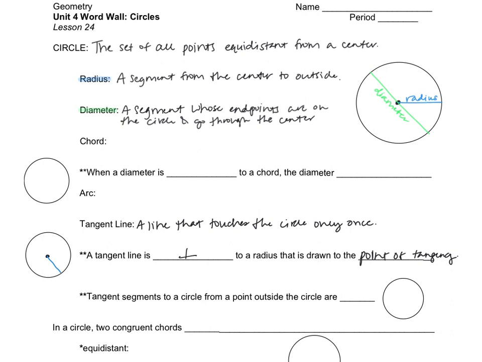Perfect. We're going to have our tangent line drawn through that point of tangency, which we have right there. So we know we have this point of tangency, and we know we have a tangent line. Look at that. It creates that 90-degree angle, so we can actually come in there and mark down that 90-degree angle. Awesome.